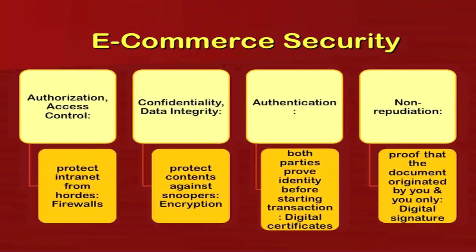E-commerce and security. E-commerce security basically depends on authorization and access control, that is, protecting the internet from hoarders and firewalls. Confidentiality is data integrity, that is, protecting contents against snoopers with encryption. Authentication is where both parties need to prove their identity before starting a transaction, that is, digital certificates. Non-repudiation is the proof that the document originated from you and you only, that is, digital signature.